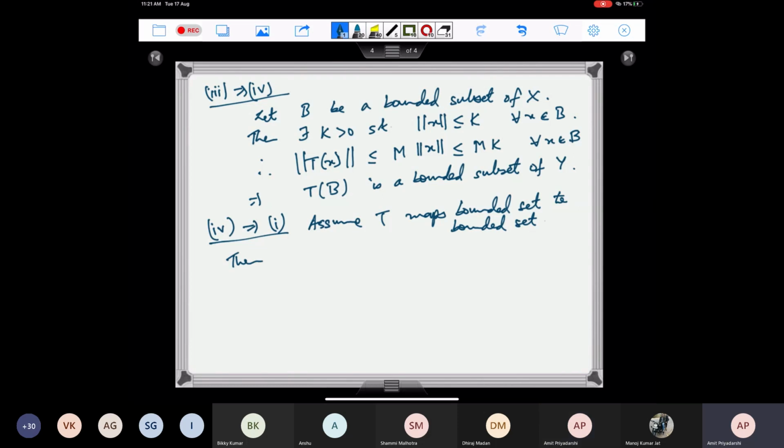Then norm of Tx will be less than or equal to some m for all x in X such that norm x is less than or equal to 1. Because norm x less than or equal to 1 is a bounded subset of X, its image will be a bounded subset of Y. So norm of Tx is less than or equal to some constant m, for some constant m bigger than 0. Now we have to show that this implies T is continuous.